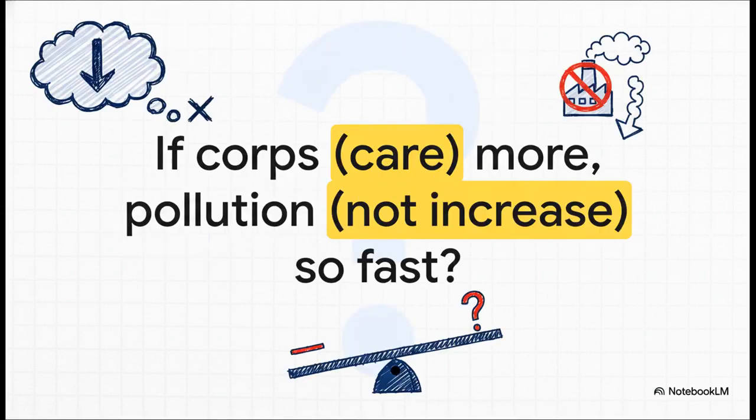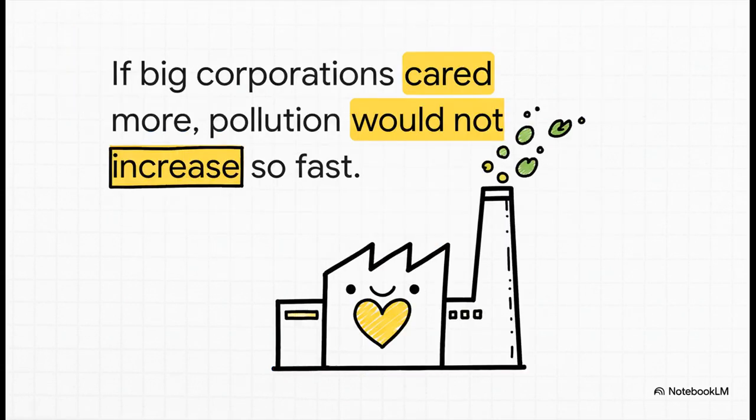Fantastic work. Okay, this next one's a little bit chunkier. And check it out, the result part is negative. So how do you handle that not increase? The logic is exactly the same. Give it a shot. And here we go. If big corporations cared more, simple past, pollution from factories would not increase so fast. Yep. To make it negative, you just slide that word not right in there after would.